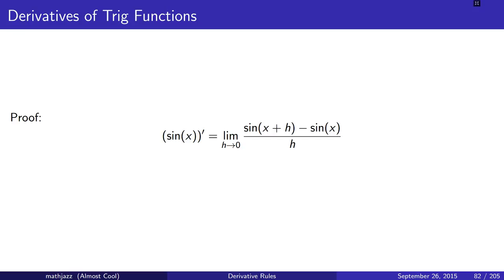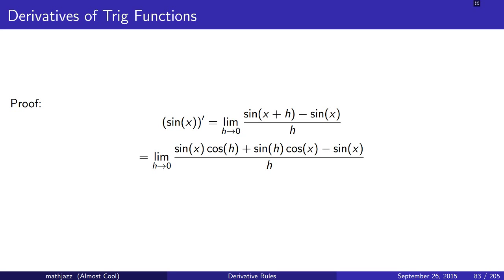And by plugging sine into the definition of derivative, we get the derivative of sine of x is equal to the limit as h goes to 0 of sine of x plus h minus sine of x over h. We're going to use our angle sum identity to split sine of x plus h into sine of x times cosine of h plus sine of h times cosine of x. And that gives us the limit as h goes to 0 of sine of x cosine of h plus sine of h cosine of x minus sine of x over h.